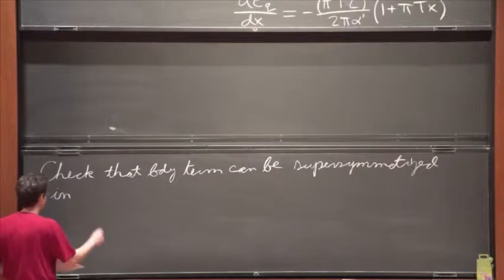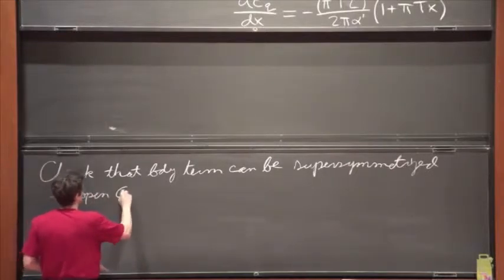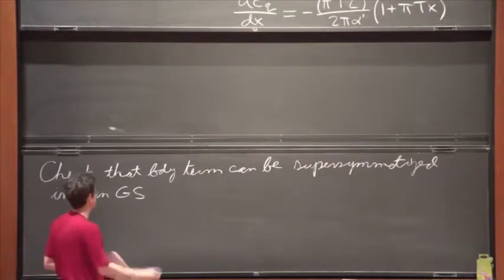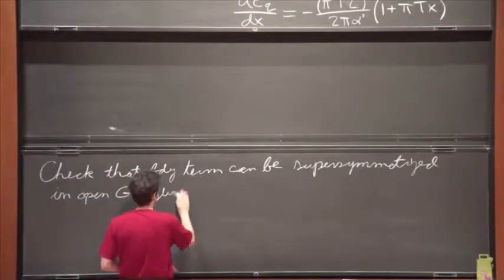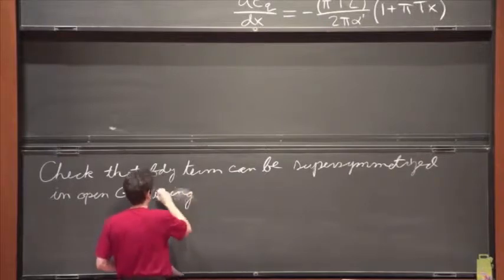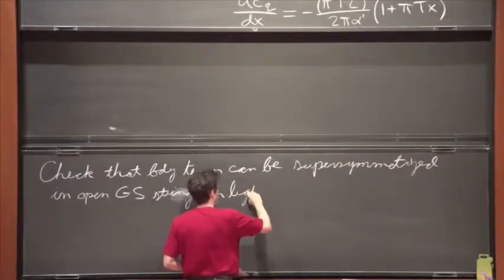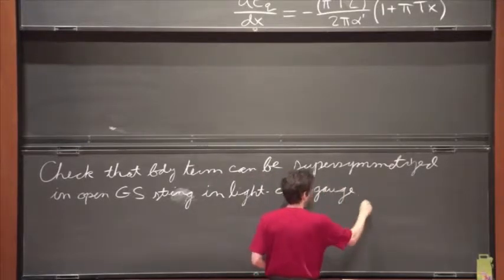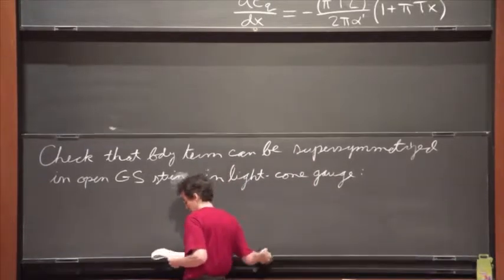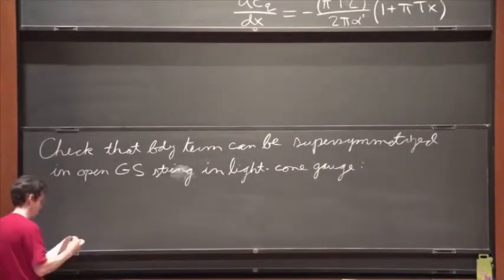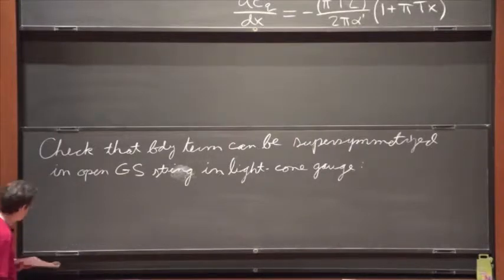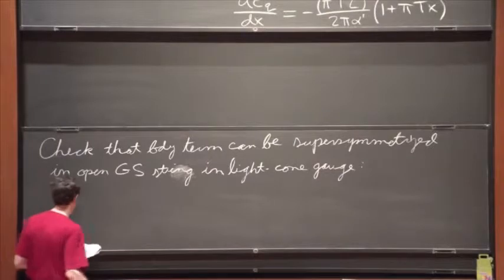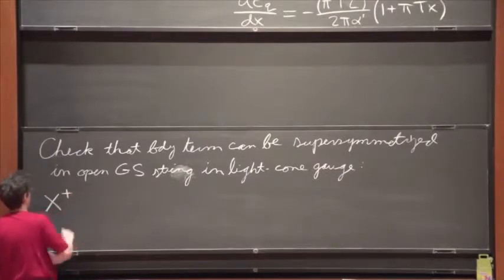I'm going to do the open string, the open Green-Schwarz string in light cone gauge. And that's a nice thing to encounter sometime or another in one's experience of string theory, because it's the simplest way of understanding where space-time supersymmetry comes from in string theory. You can understand it at the classical level.